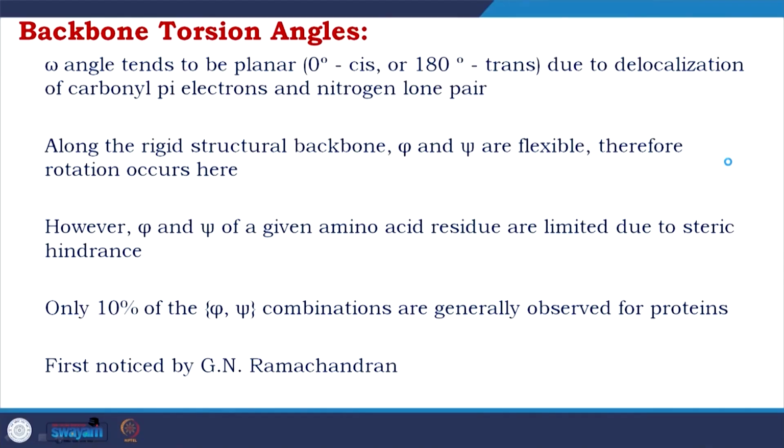Very important now, only 10% of the phi and psi combinations are generally observed for proteins, first noticed by G. N. Ramachandran. We are very proud that this was observed first by G. N. Ramachandran and group, and they worked on them and developed some principle which is called the Ramachandran plot.